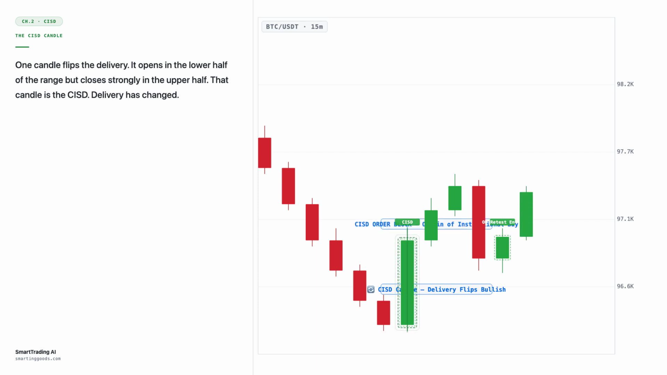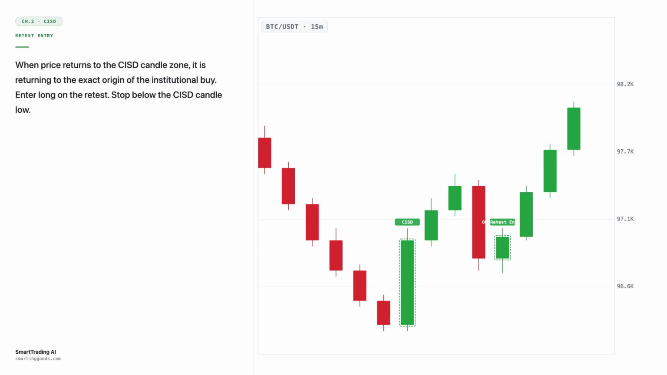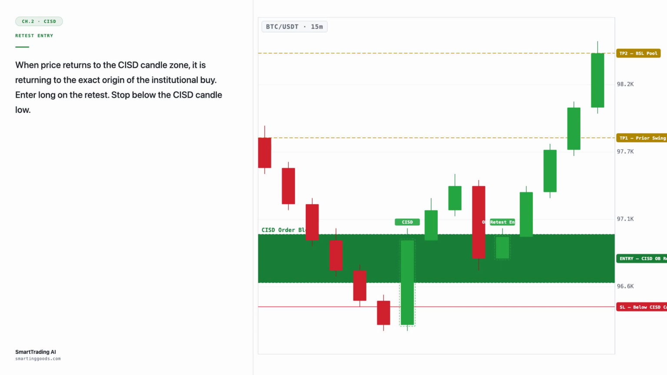That candle becomes the order block. Price never delivered from that zone as a seller. It flipped to a buyer. When price returns to that candle zone, it is returning to the exact origin of the institutional buy. This is your entry. You enter long inside the CISD order block. Stop goes below the CISD candle low. If price goes there, the delivery has not changed. You were wrong. First target the swing high from the prior move. Second target the buy-side liquidity above previous highs.